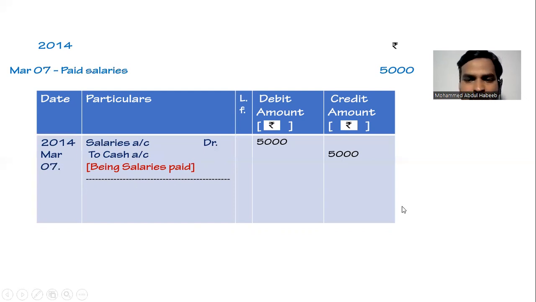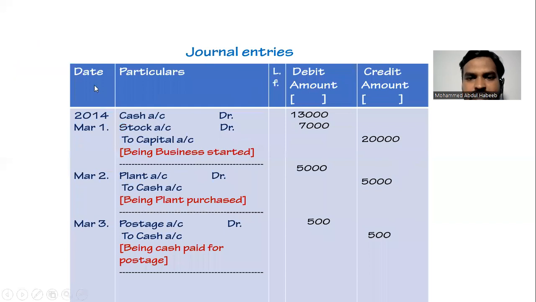So now let us have a look how the solution should appear. This is the heading journal entries, and this is the format for journal entries: date, particulars, LF, which stands for ledger folio, debit amount rupees, credit amount rupees. So this was our first journal entry 2014 March 1. Cash account debit 13,000, stock account debit 7,000, to capital account 20,000, and the narration was being business started. So followed by second and third, followed by subsequent journal entries. And after each journal entry, we'll be drawing a line in the particulars column like this.